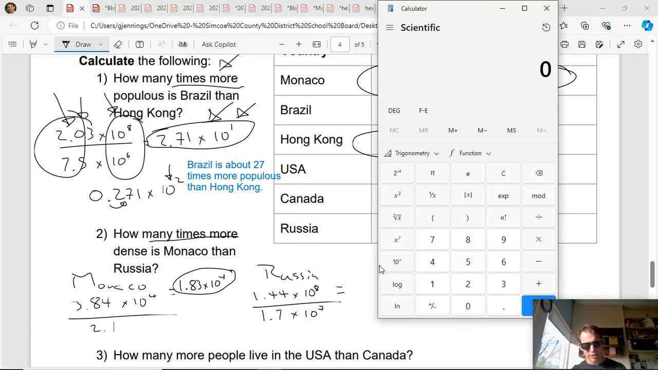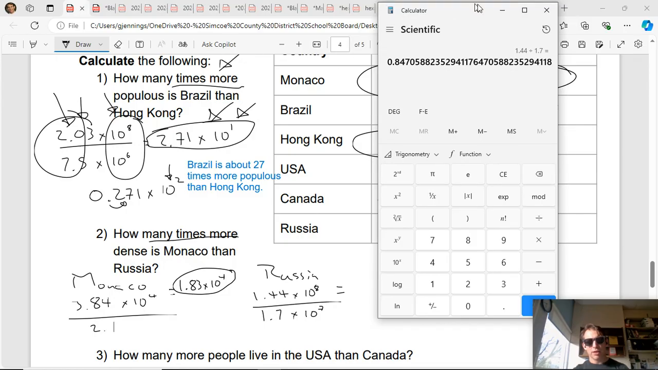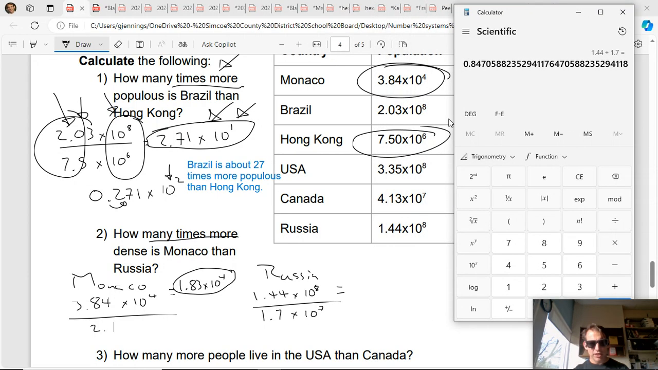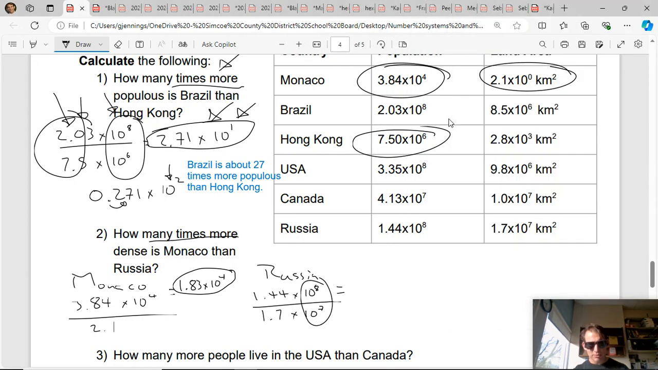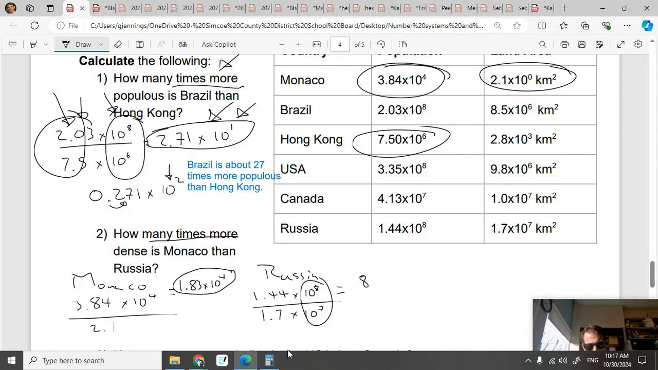Well, it's that area thing. So we're going to go 1.44 divided by 1.7 equals 0.84. Okay? And that's going to be 8.4 people. Okay? Because we have an extra power of 10 there. The 10 to the 8 times 10 divided by 10 to the 7 is just 10 to the 1. So I'm going to multiply this by 10. So I got 8.47 people.